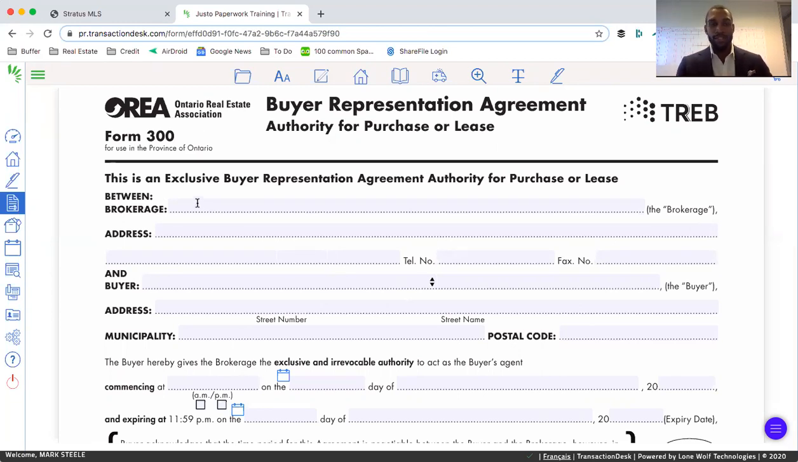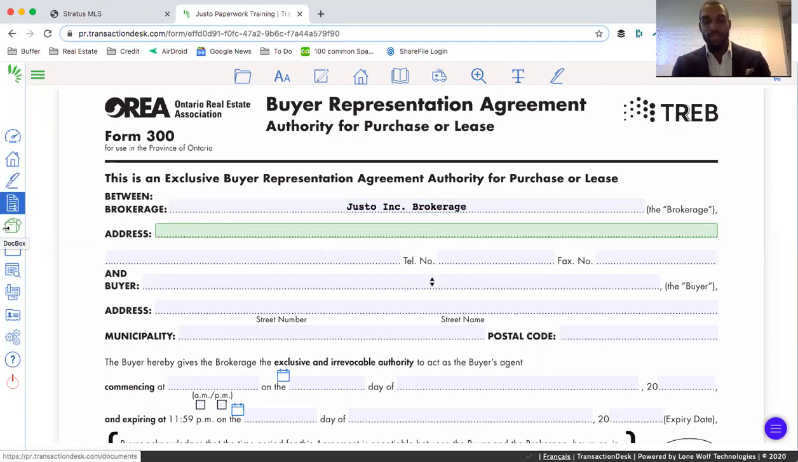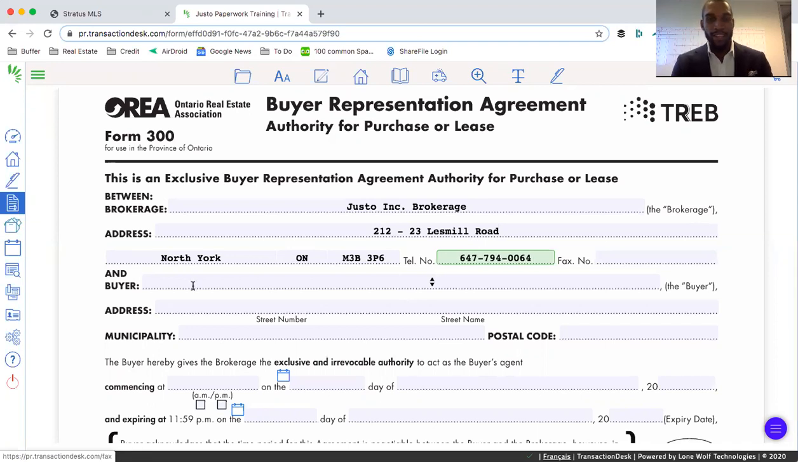The very first thing we enter here is the brokerage name. So of course, our brokerage is Justo Inc. Brokerage. That's what we put in for that. We put in our address here as well. So Unit 212, 23 Les Mill Road, North York, Ontario, 3B 3P6. Telephone number 647-794-0064.